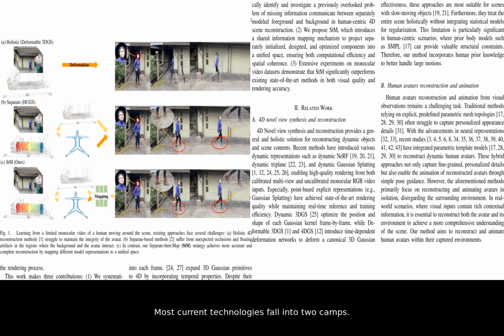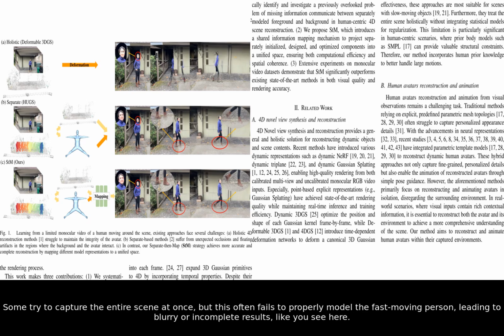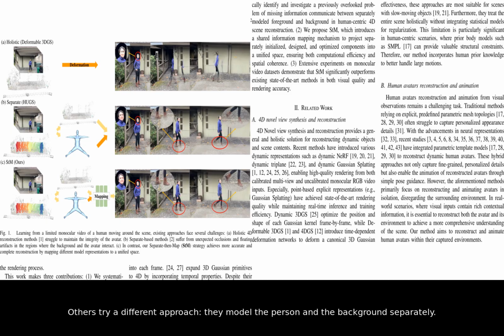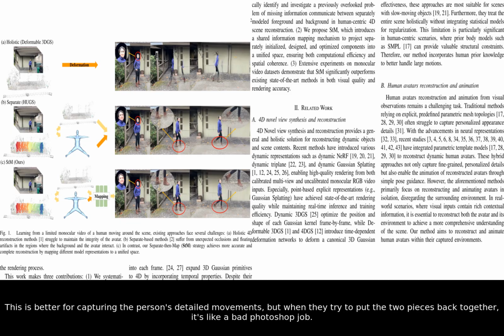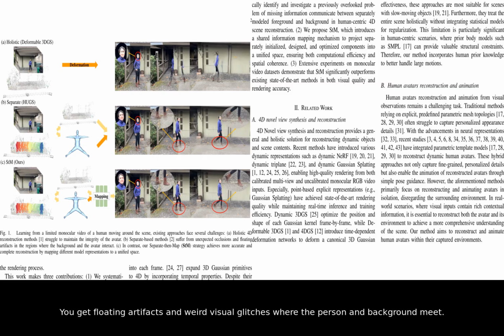Most current technologies fall into two camps. Some try to capture the entire scene at once, but this often fails to properly model the fast-moving person, leading to blurry or incomplete results, like you see here. Others try a different approach. They model the person and the background separately. This is better for capturing the person's detailed movements, but when they try to put the two pieces back together, it's like a bad Photoshop job. You get floating artifacts and weird visual glitches where the person and background meet.